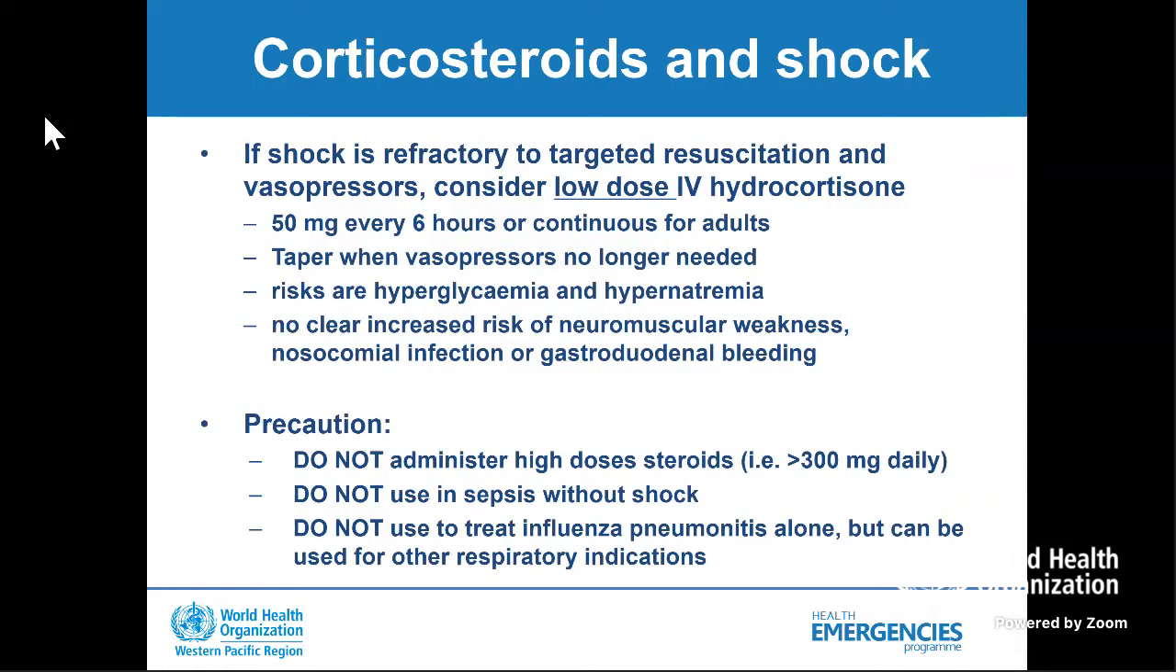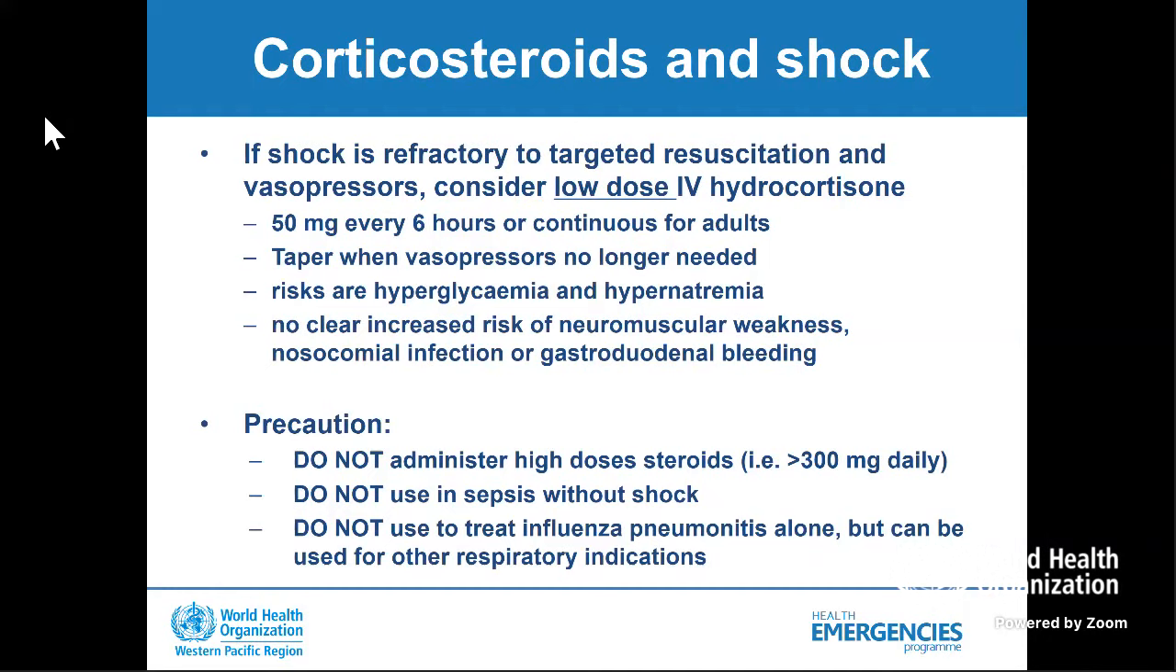The recommendation is do not use more than 300 milligrams a day of equivalent hydrocortisone. So the dosing is from 200 to 300 milligrams per day. You only use in sepsis with shock. So do not use in sepsis without shock.